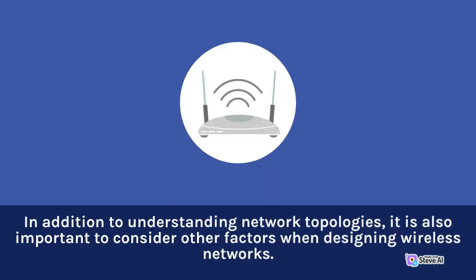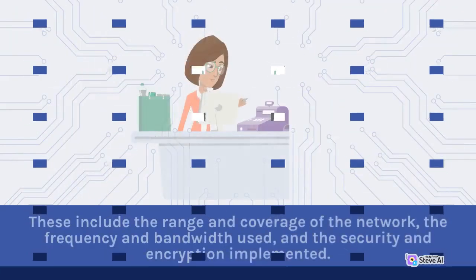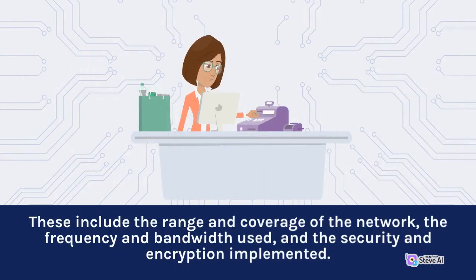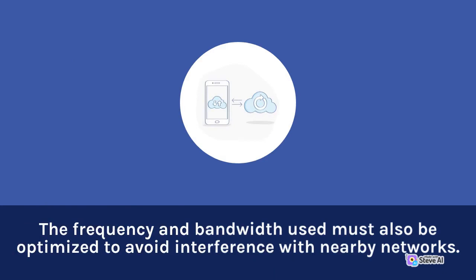In addition to understanding network topologies, it is also important to consider other factors when designing wireless networks. These include the range and coverage of the network, the frequency and bandwidth used, and the security and encryption implemented. The frequency and bandwidth used must also be optimized to avoid interference with nearby networks.